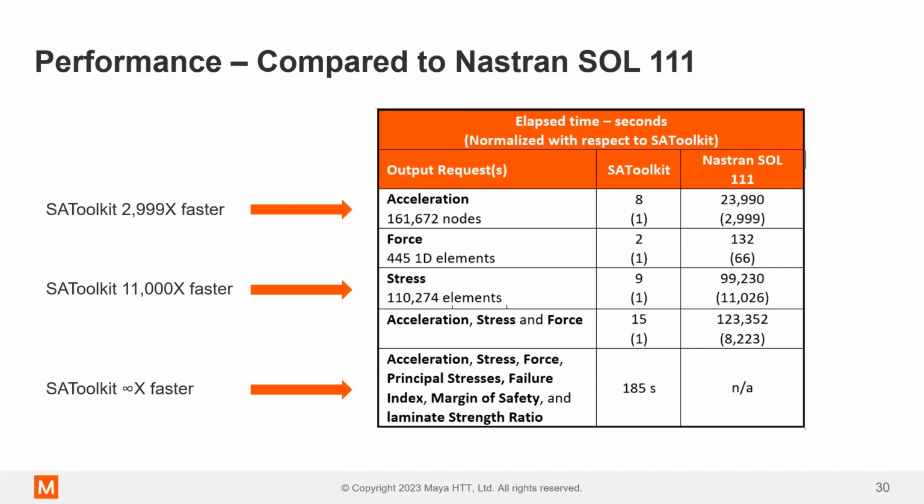It's obviously faster. And then for things like margin of safety, failure indices, laminate strength ratios, you can't even get those results out of a solution 111. So it's not even applicable. But you can see, again, just think of what that can do if you could do random vibration analysis in seconds versus hours, minutes, days.